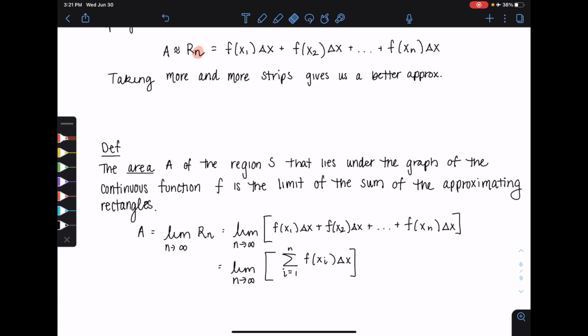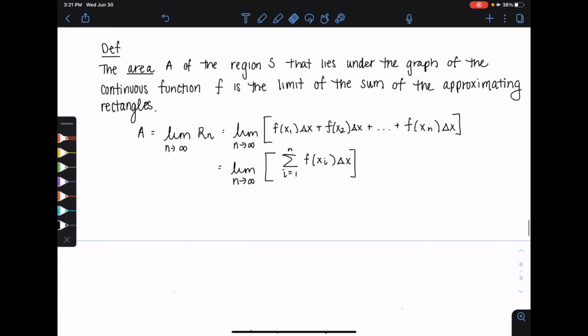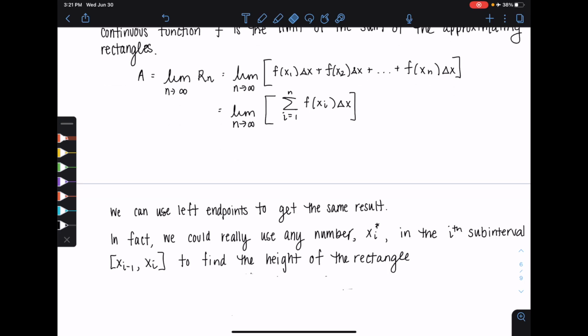Okay? Now realistically, this is saying using the right endpoint, but you can use the left endpoint to get the same thing. Because when you're taking so many strips, there's not going to be room for error. So it really doesn't matter which endpoint you use. And in fact, you really can use any number inside that subinterval. So we let this xi star represent any point inside the ith subinterval to be used to find the height of the rectangle. And these numbers are basically called sample points.